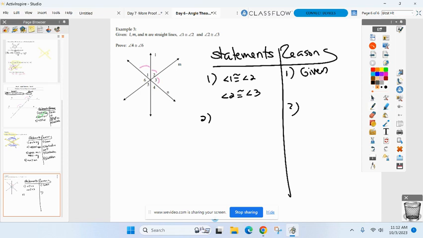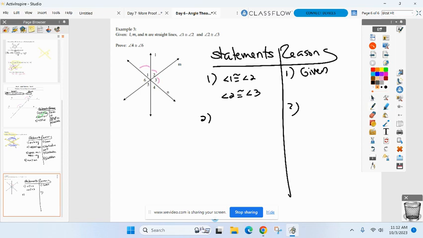We are asked to prove why 4 and 6 are equal. Why are 4 and 6 equal? All right, I look at 4 and 6, definitely not vertical, no relation, so we're going to have to get there some other way. Nobody look at their diagram now, please. Don't look at the diagram. Look at the two givens.